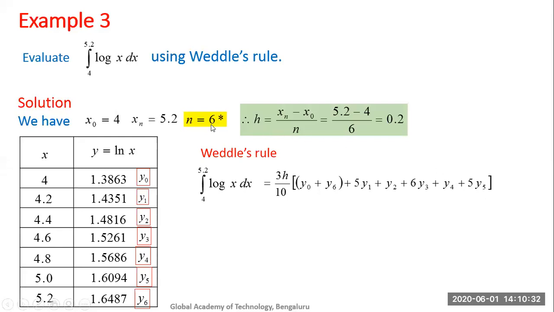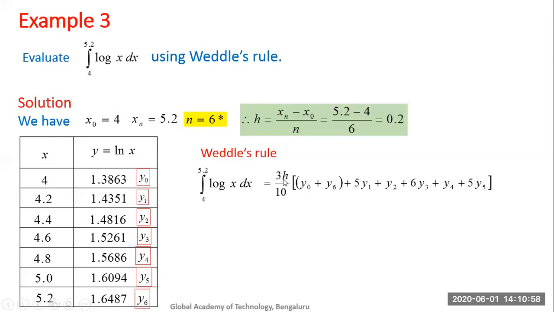If you choose n equal to 12, then you get one more set here. In that case, the next number is 2y6. So after 5y5, it is 2y6. Then again, you get 5y7 plus y8 plus 6y9 plus y10, then 5y11. Since we have n equal to 6, our formula ends with 5y5.